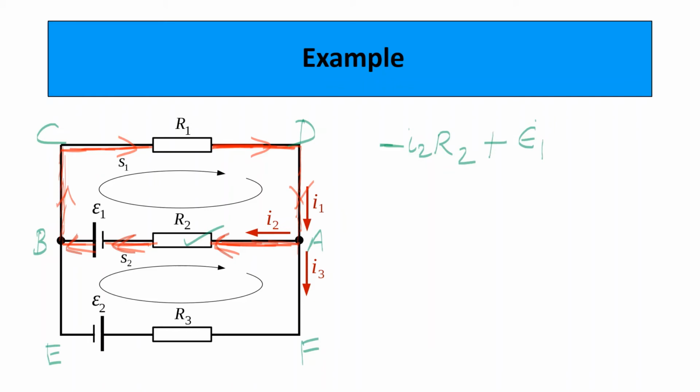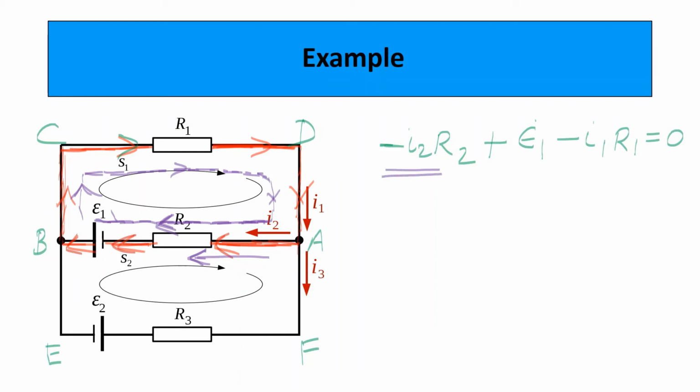And when the current flows through this resistor R1, the voltage drop across that resistor R1 will be minus I1 R1, which is equal to 0 according to Kirchhoff's voltage law. The assumed current direction in loop 1 is in this way, that is clockwise direction. In our previous slide, we learned about the sign convention. I2 and this assumed current direction are in the same way. Therefore, it is minus I2 R2.